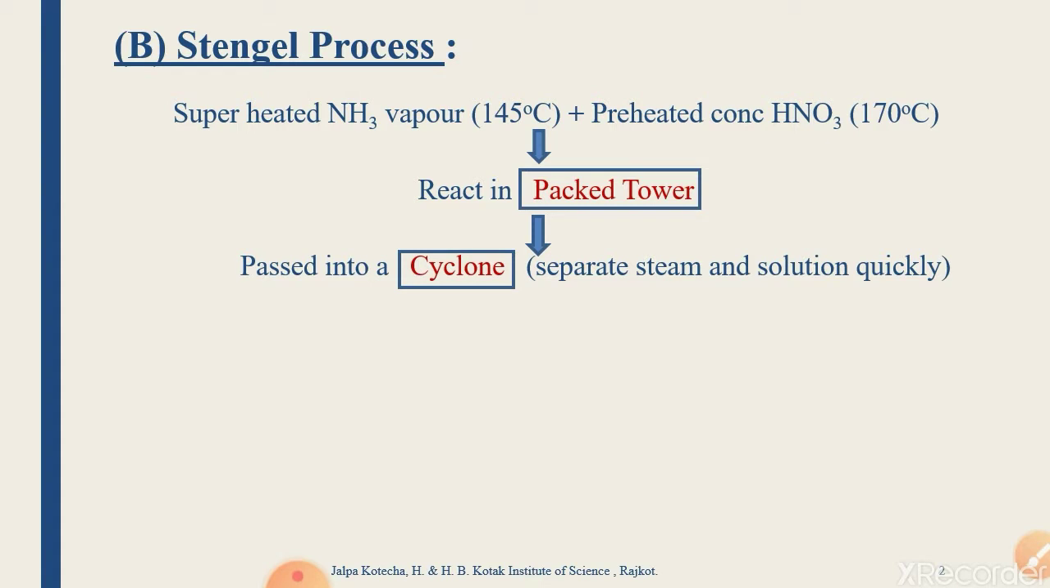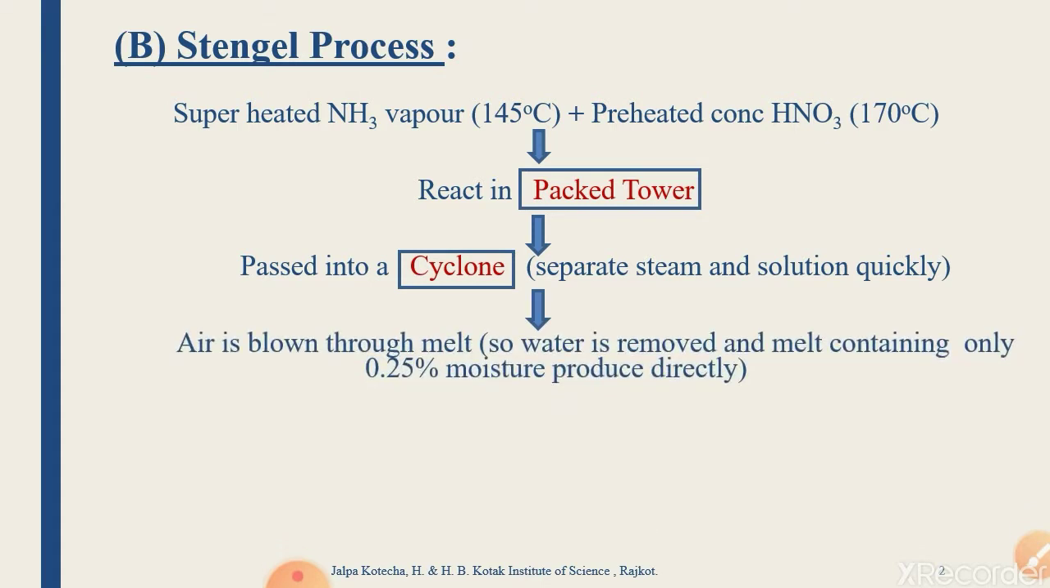So the solution of ammonium nitrate now is passed into a cyclone separator. This helps to separate the ammonium nitrate liquid from the steam. So the air is blown through this melt of the ammonium nitrate, and hence we get the product of ammonium nitrate which contains only around 0.25% of moisture.